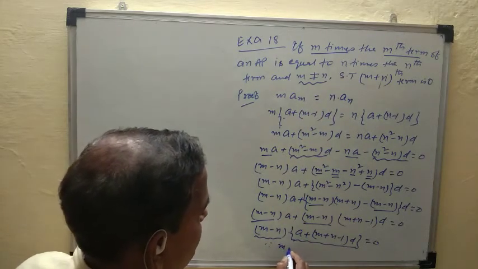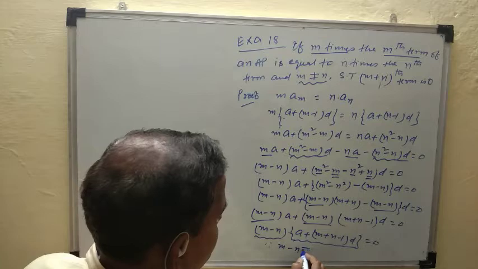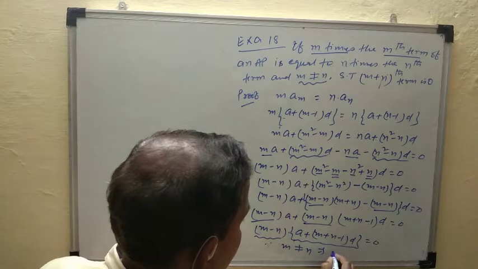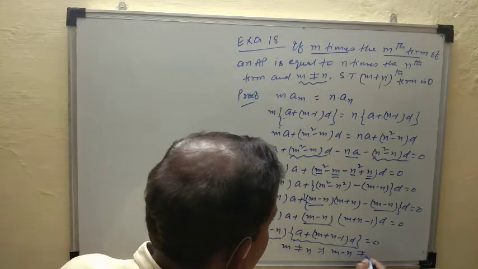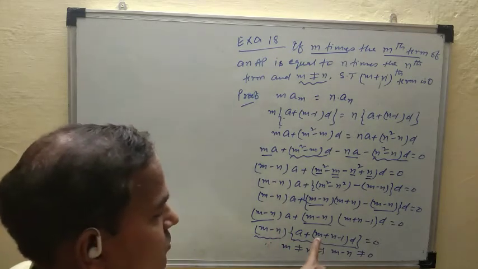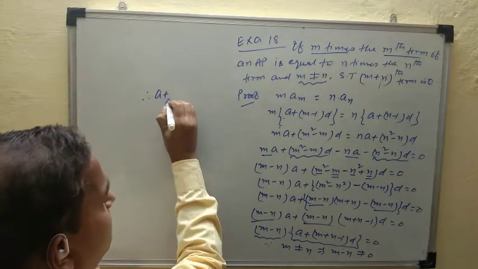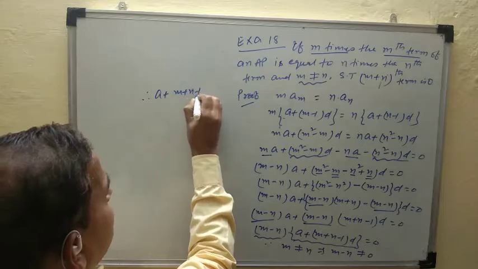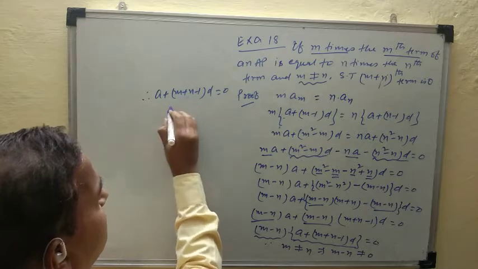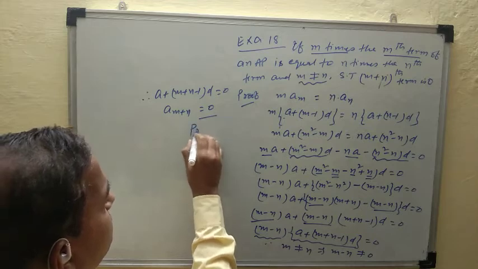Since m is not equal to n, this implies m minus n is not equal to 0. So the first factor is not equal to 0, so the second factor is equal to 0. Therefore a plus (m plus n minus 1) into d is equal to 0, and this is the (m plus n)th term. This is the (m plus n)th term is equal to 0. Proved.